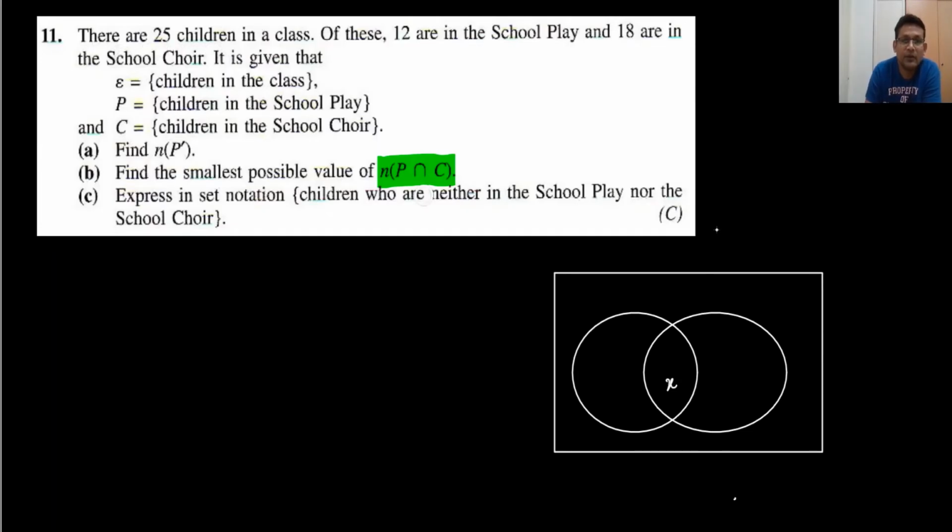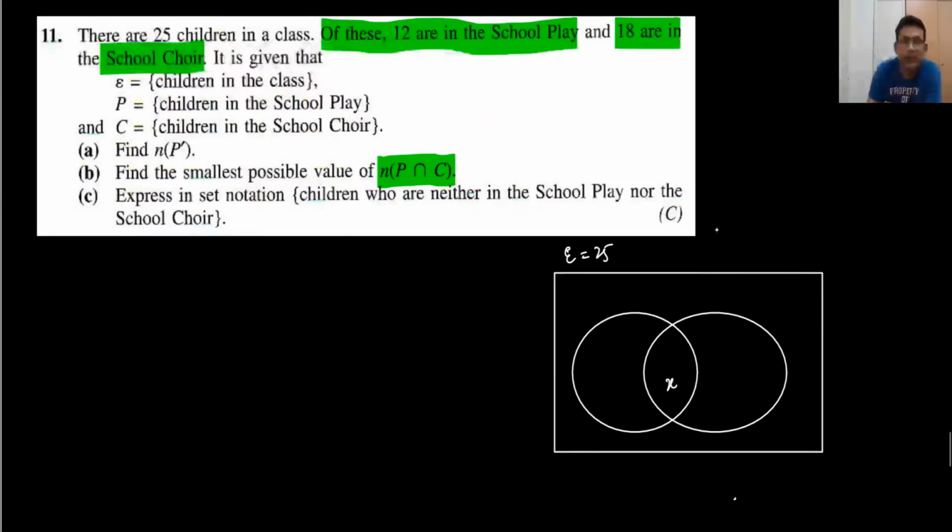The total number is 25, and 12 are in the school play and 18 are in the school choir. Okay, so we can write this is play and this is choir, and I'm writing here this is 12 minus x, and this is 18 minus x, and nothing is outside, it means it is 0. We can write 0 because nothing is outside.